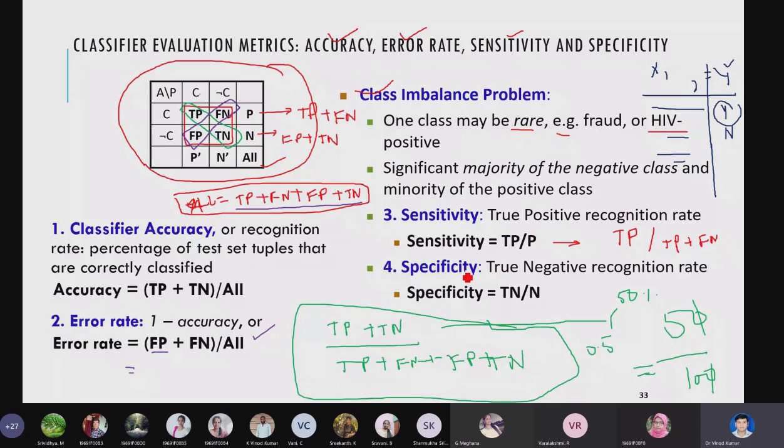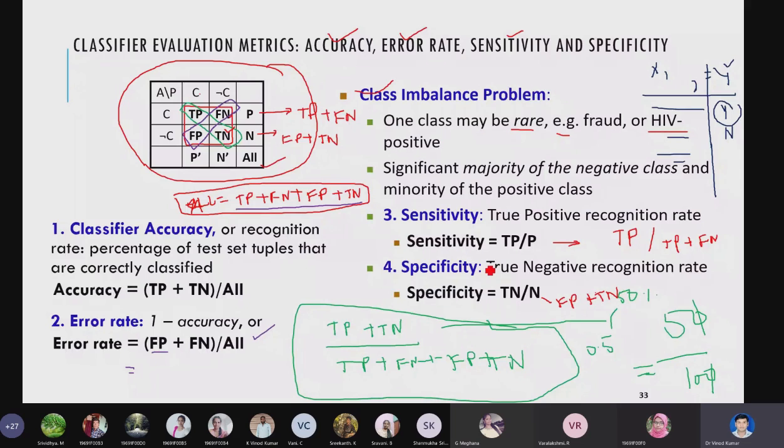And specificity we can calculate, that is the true negative recognition rate. True negative recognition means TN divided by N. TN means true negative, and N means FP plus TN. Understood? Just note this down, and whenever you get the results you can very easily calculate. Just do the calculation based on this formula.